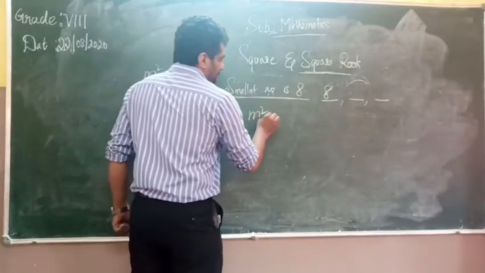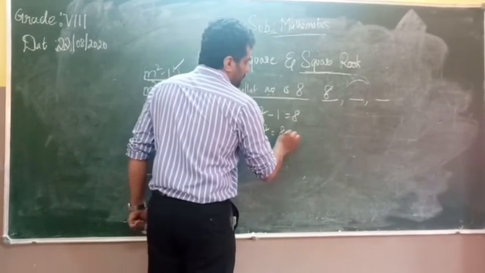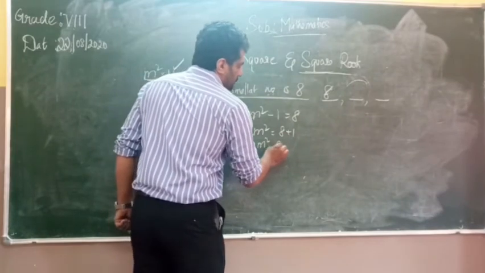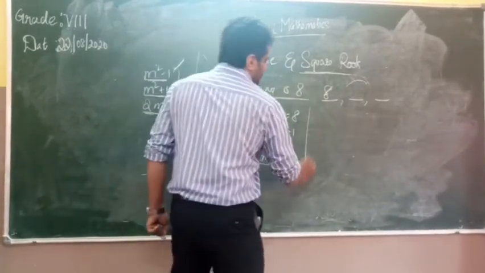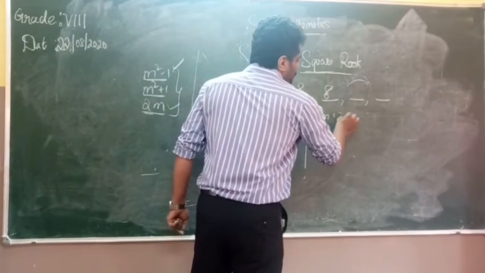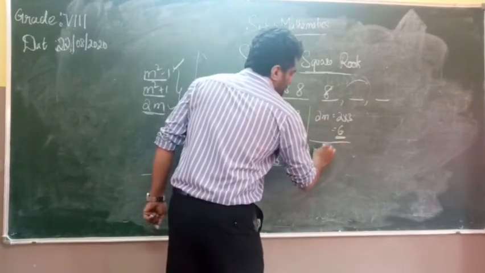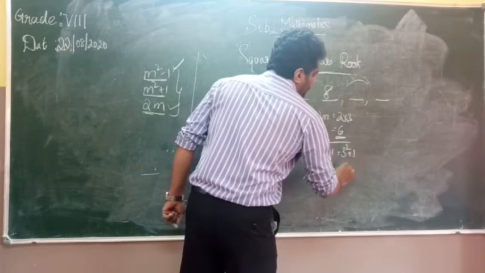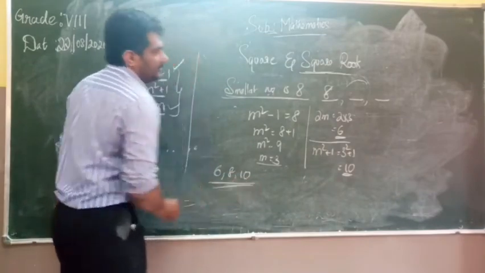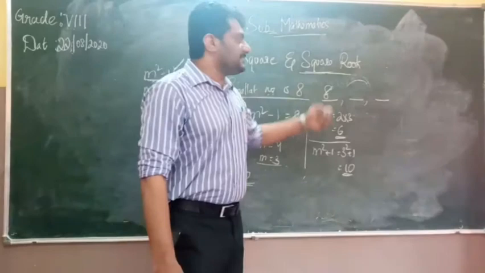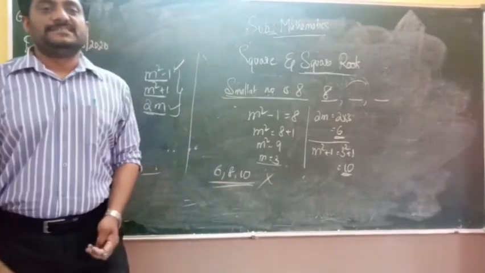n squared minus 1 is equal to 8. n squared is equal to 8 plus 1, n squared is equal to 9. So n is equal to 3. If n is equal to 3, next comes 2n, which is 2 into 3, 6. And the other one is n squared plus 1, which is 3 squared plus 1, which is 10. So the numbers are 6, 8, 10. Now in this question, they're telling the smallest number is 8. Here, the smallest number is 6.